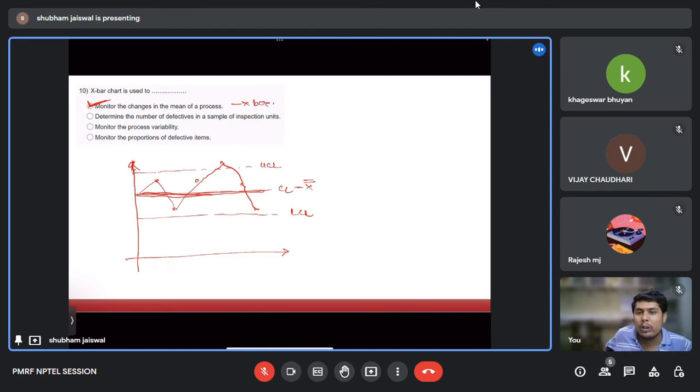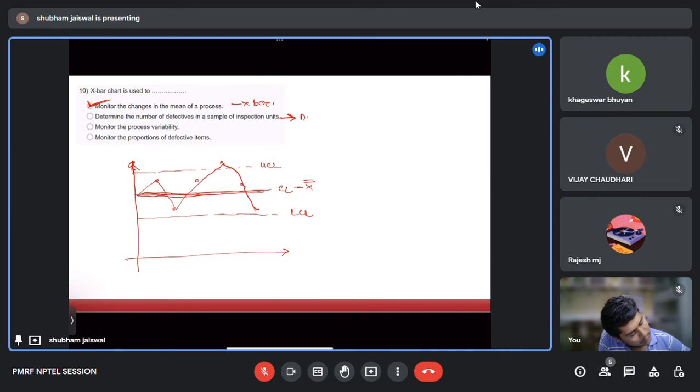So if I need to determine the number of defectives in a sample of inspection units, which chart should I use for this condition? Determine the number of defectives in a sample of inspection units. What do you think, Mr. Rajesh, Mr. Vijay, Mr. Bhuyan? NP, number of defectives, NP.